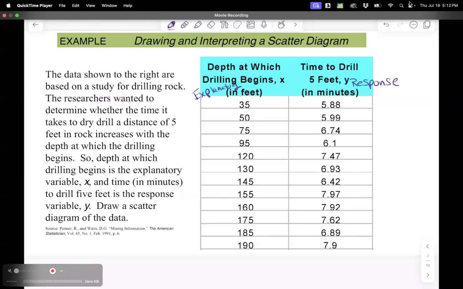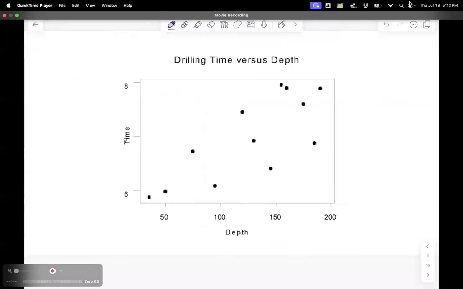All right, so I'm going to show you what that scatter diagram is going to look like. All I did was put depth on the horizontal axis and time on the vertical axis, and then I just plotted each of the points. So it's just plotting it on a coordinate grid. You can't see the grids here, the squares, but that's all I did. And so you can see that as we start drilling at a deeper depth, in general, it's going to take us longer to drill 5 feet.